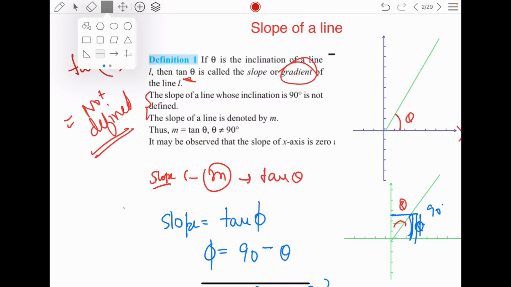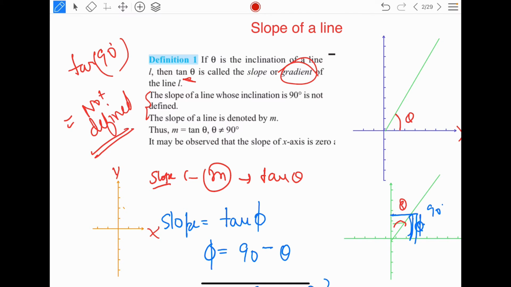This is my y-axis, and this is my x-axis. This is y, this is x. I have to take the slope of the y-axis. Now the y-axis is making a 90 degree angle with the x-axis. So that's why the slope of the y-axis is not defined, because the slope of any line will be based on the angle it makes with the positive x-axis. For the y-axis, the angle it is making with the x-axis is 90 degrees. So what will the slope be? Tan 90, and tan 90 is not defined, so it's not defined. Simple.